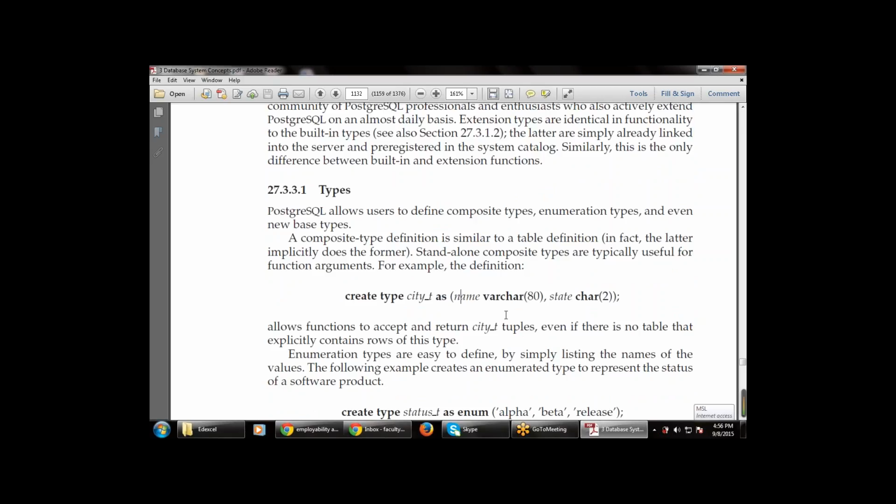And enumeration types are easy to define. Why is it easy to define? Because symbols or numbers are assigned to the characters or the words, so everything is available with the help of numbers. That's why an enum is very easy to define, by simply listing the names of the values.